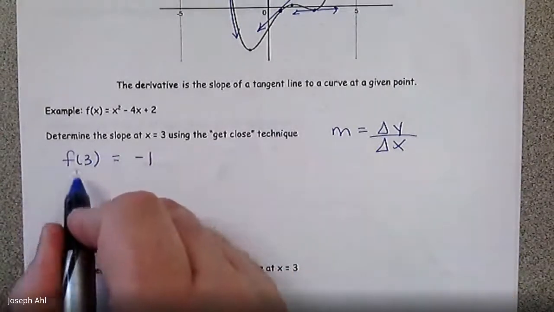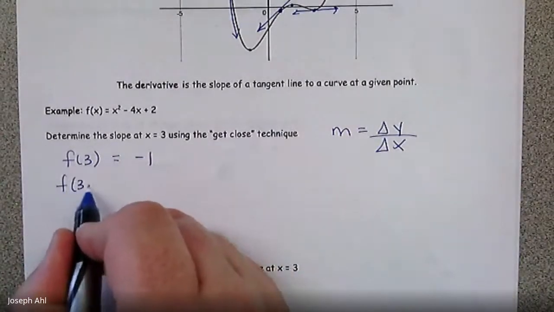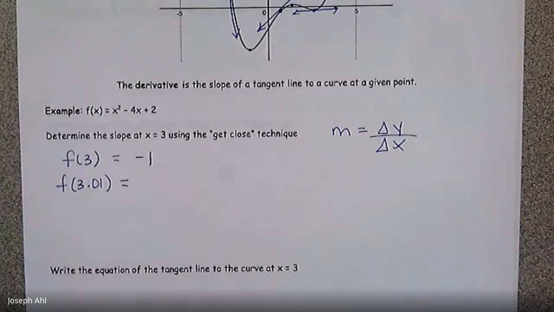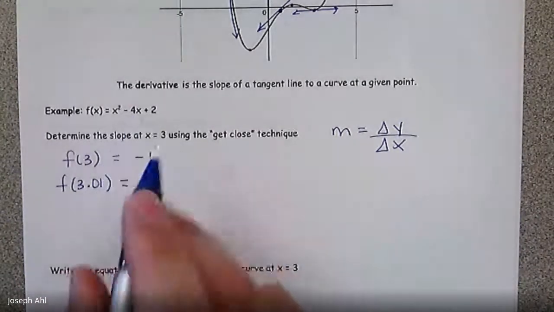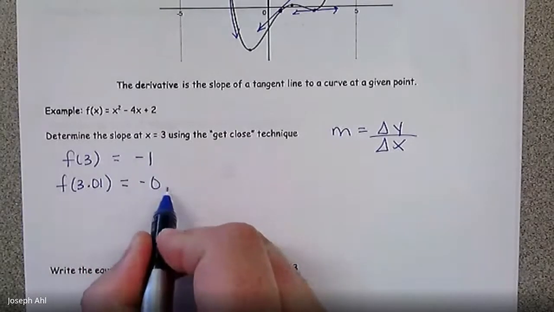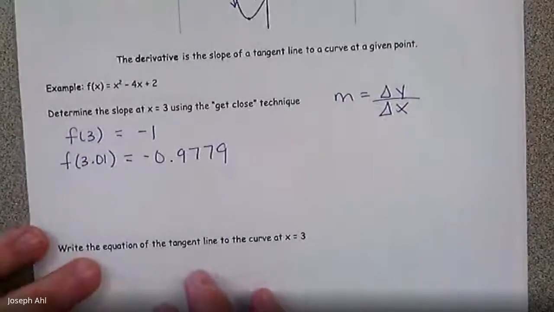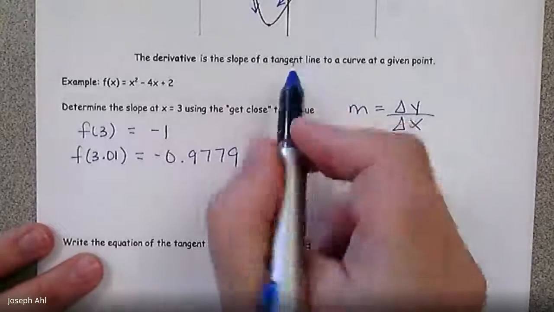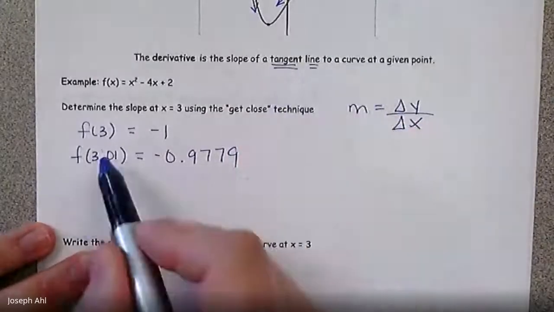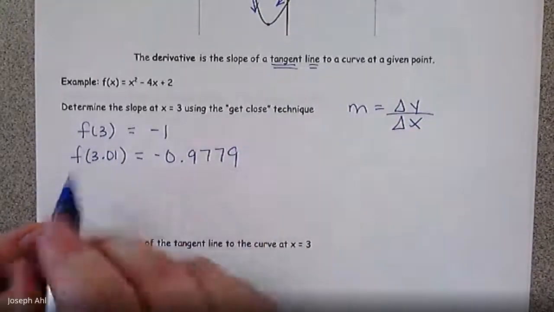Well, I'm going to pick maybe x to be 3.01. So f of 3.01, if you were to plug that into your function f of x up here, would be -0.9779. And with that value right there, we can now calculate the slope, not of the tangent line necessarily, but this would be called a secant line. A secant line connects 2 points on the curve.